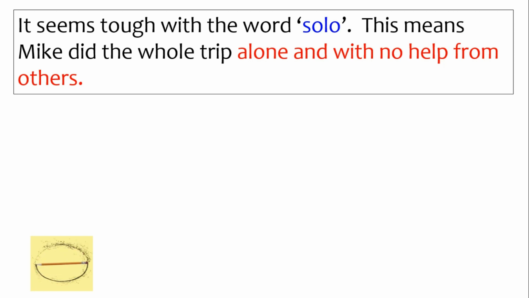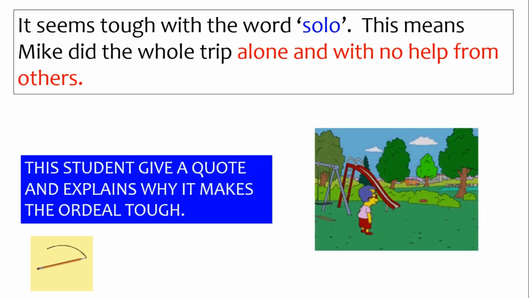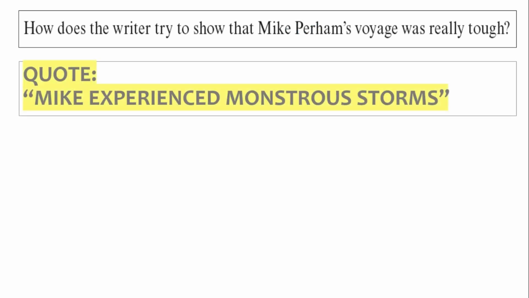This means Mike did the whole trip alone with no help from others. This student gives a quote and explains why it makes the trip tough. So that would have easily got a point. I've clicked the word solo and I've linked to why does it make it difficult. Another one, Mike experienced monstrous storms.